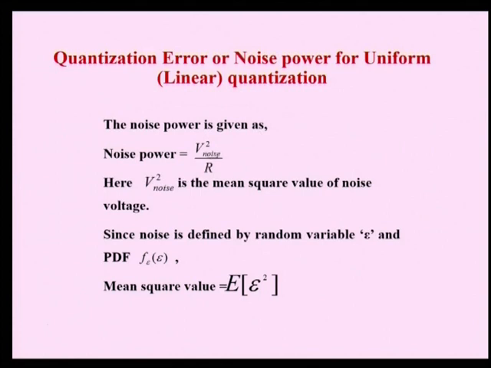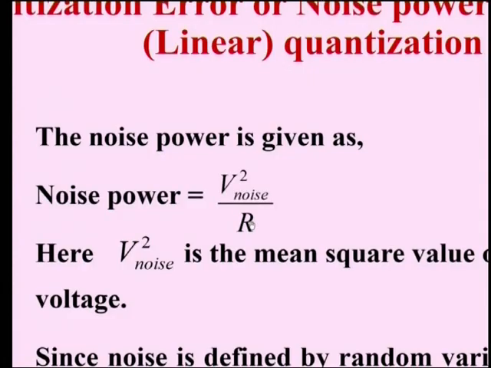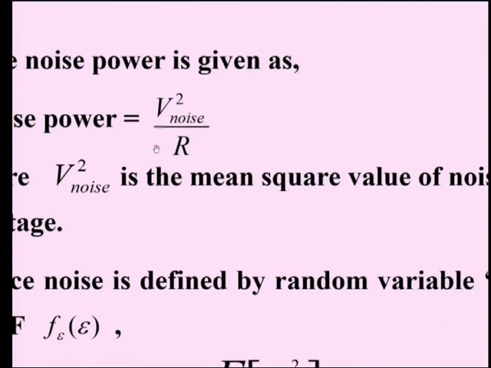Here the ratio of the square of the noise voltage to the resistance gives the noise power, where V square noise is the mean square value of the noise voltage.